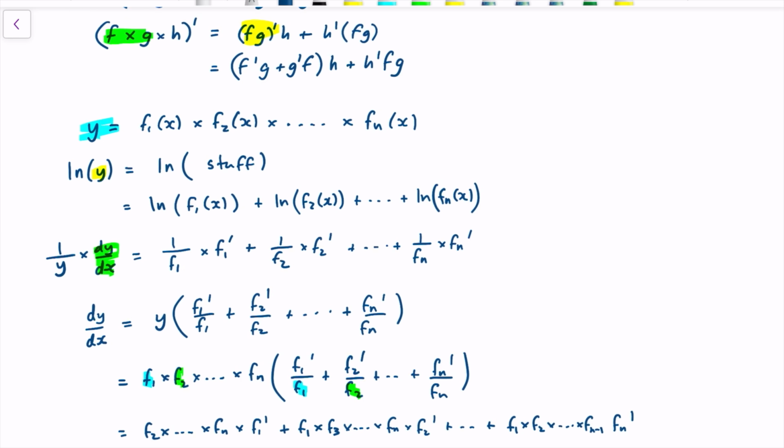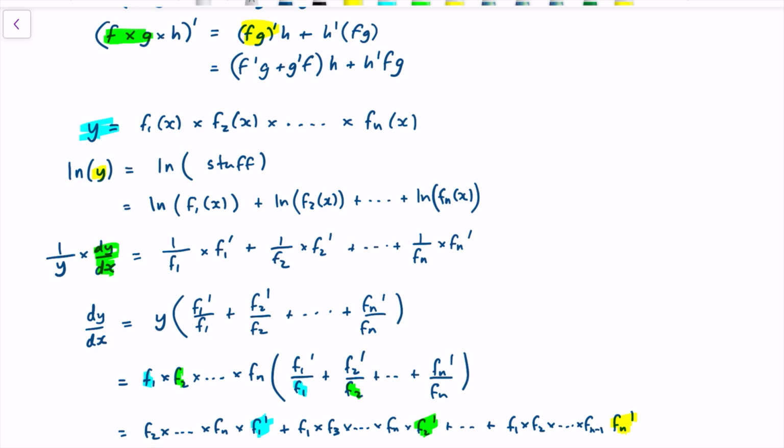So if we have three functions, the first one gets differentiated and multiplied by the other functions. The second one gets differentiated and multiplied by the other functions, excluding f2. The third one gets differentiated and multiplied by all the other functions, excluding f3.